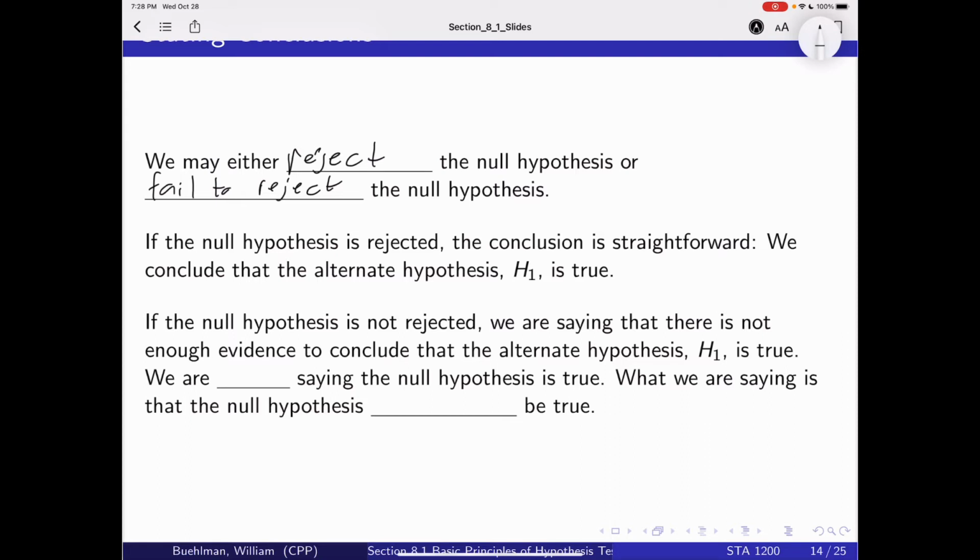If the null hypothesis is rejected, the conclusion is straightforward. We conclude that the alternative, H1, is true. If the null hypothesis is not rejected, we are saying that there is not enough evidence to conclude that the alternative hypothesis is true. We are not saying that the null hypothesis is true.